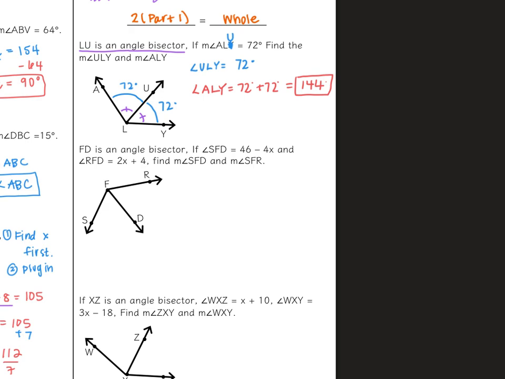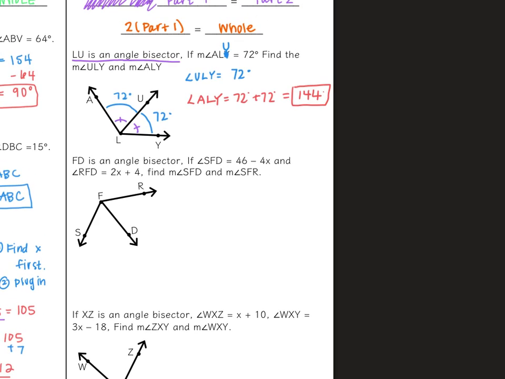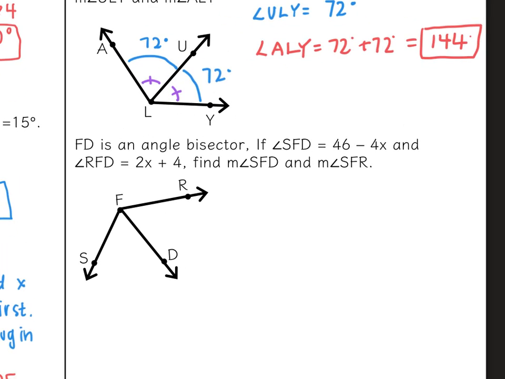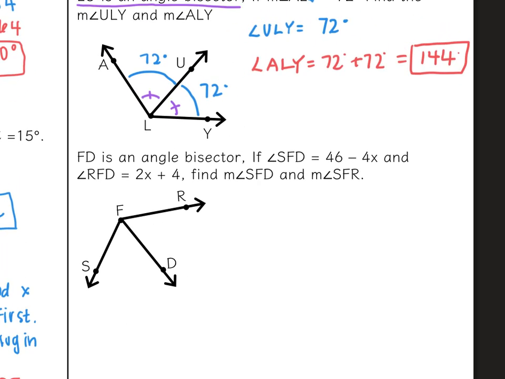Okay, now let's try this with some algebra. Okay, FD is an angle bisector. So then these angles are equal. If SFD is 46 minus 4x, and RFD is 2x plus 4, find SFD and SFR. Remember, even though we're trying to find angles, we need to find x first, okay?